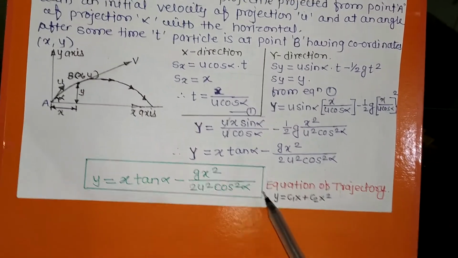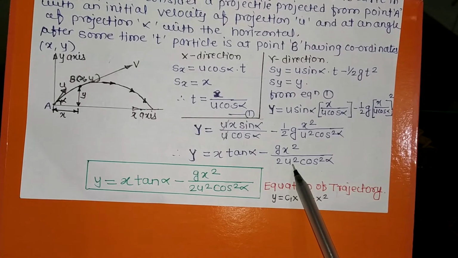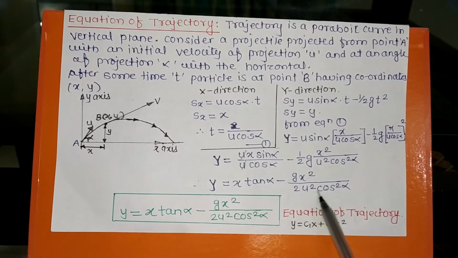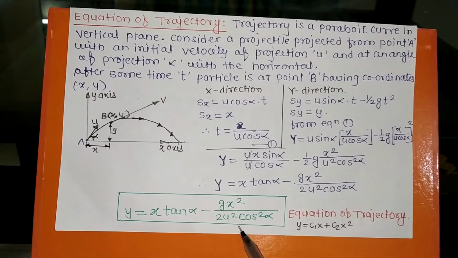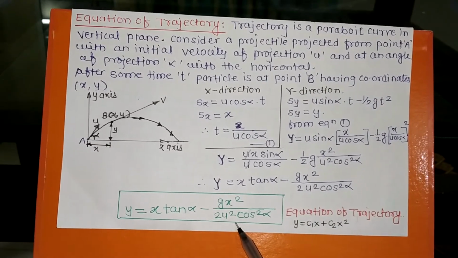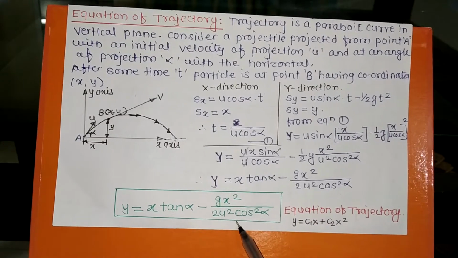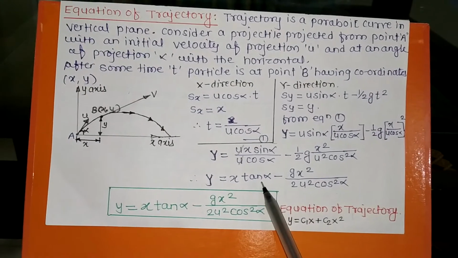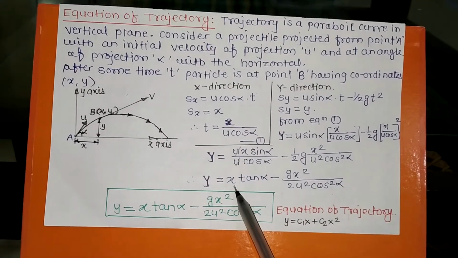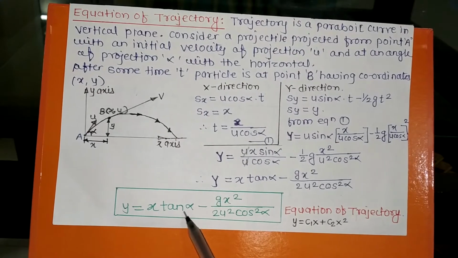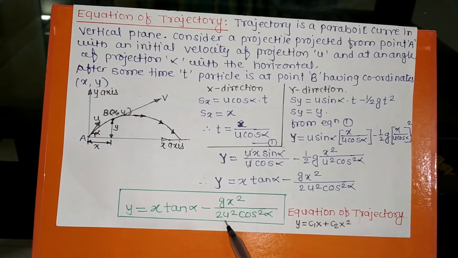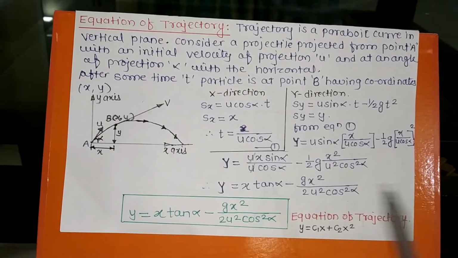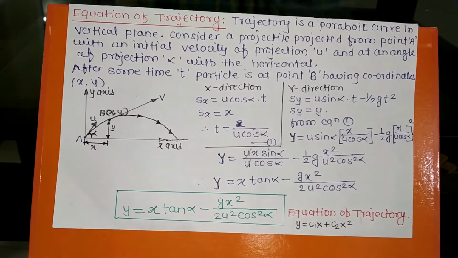So we can say that the equation we have got for the trajectory is in the form of the equation of a parabola. Therefore, the path traced by the projectile in space is parabolic, and therefore that path is called trajectory. The equation of trajectory is y equals x tan alpha minus g x square upon 2u square cos square alpha. Let us see a numerical based on this topic, that is equation of trajectory.